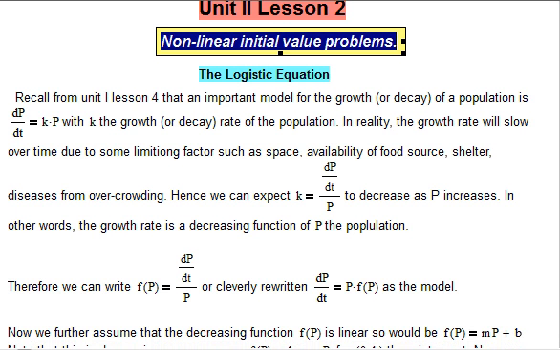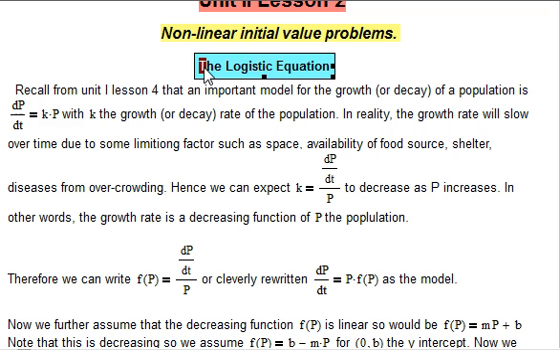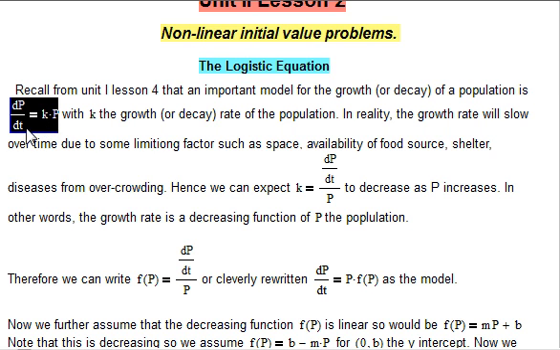So, one example of this type is a logistic equation that we've seen before. And recall that an important model for growth or decay of a population is dP/dt, the change in the population over time, is proportional to the population, equals k times P, with k either the growth or decay rate.